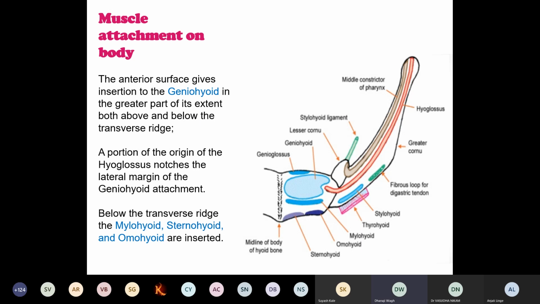A portion is the origin of the hyoglossus. At the lateral margin of the geniohyoid attachment, there is a notch for the origin of the hyoglossus muscle. Below the transverse ridge, we see the insertions of the mylohyoid, sternohyoid and omohyoid muscles. So in this diagram, you can see the insertion of the geniohyoid muscle, and below the transverse ridge the mylohyoid, sternohyoid and omohyoid muscles.